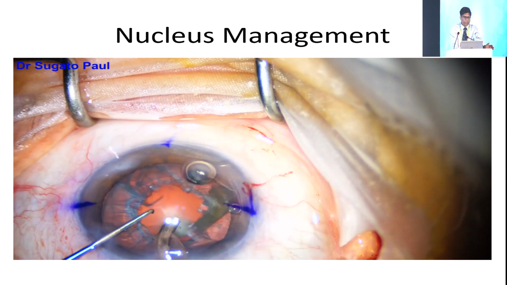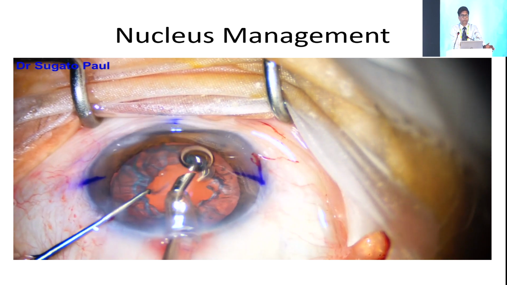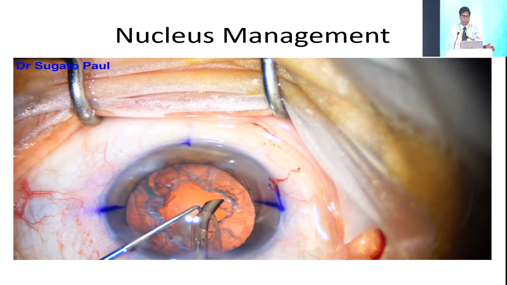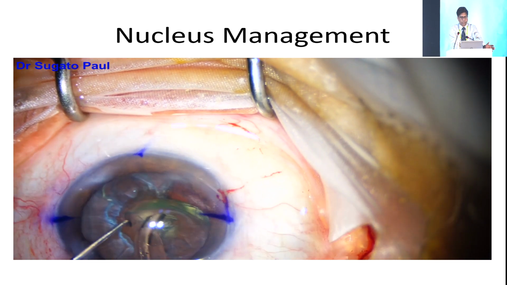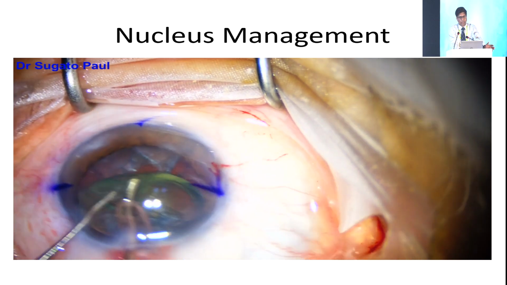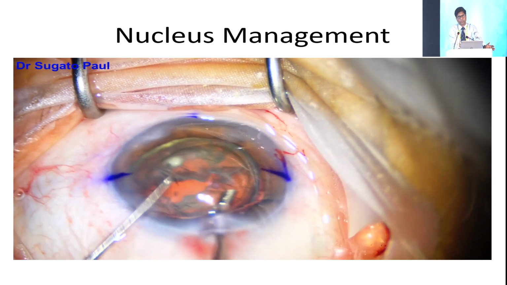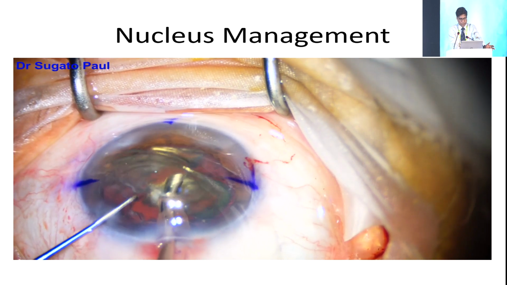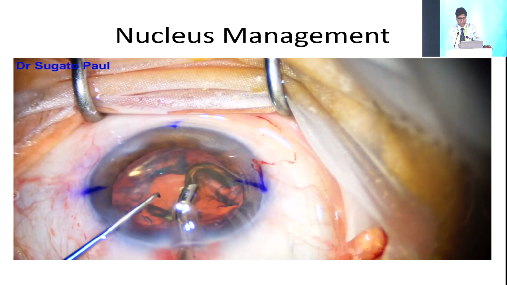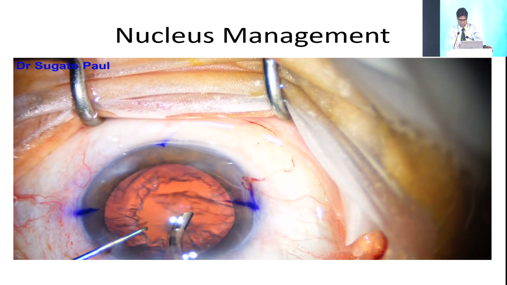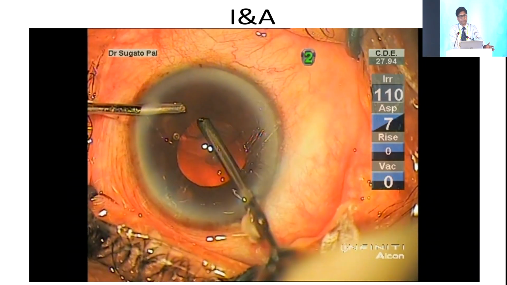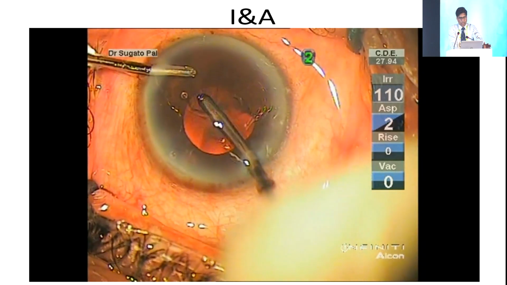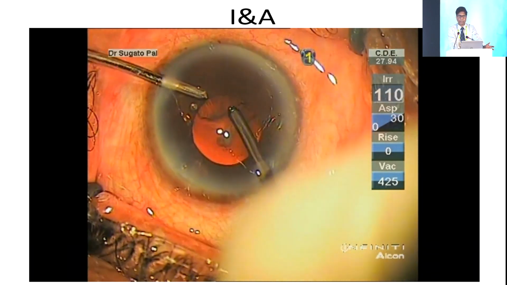So the take-home is, don't manipulate or move your nucleus too much. You can do the phaco successfully even without rotating the nucleus, which is quite important in posterior polar cataract because it can open up the PC. Now coming to IA, again, if the pupil becomes small, you can use BHEX.